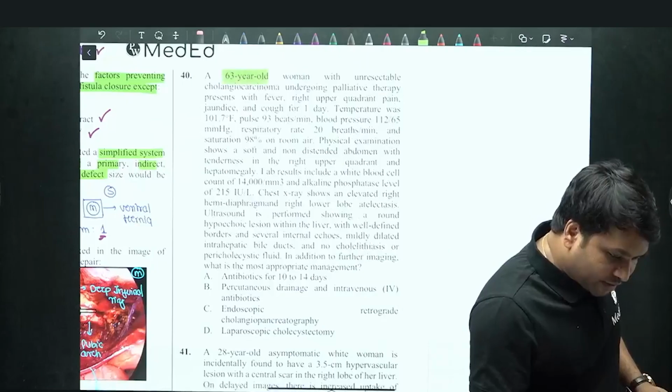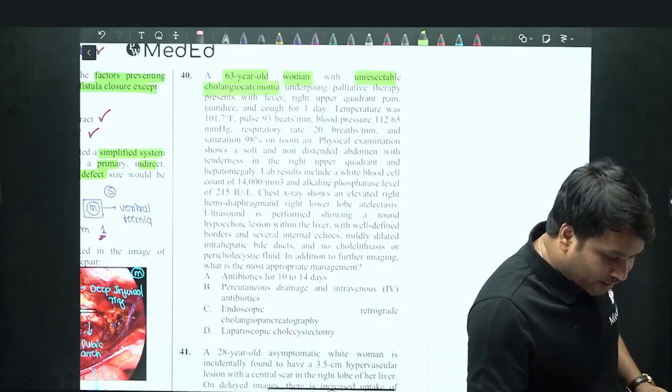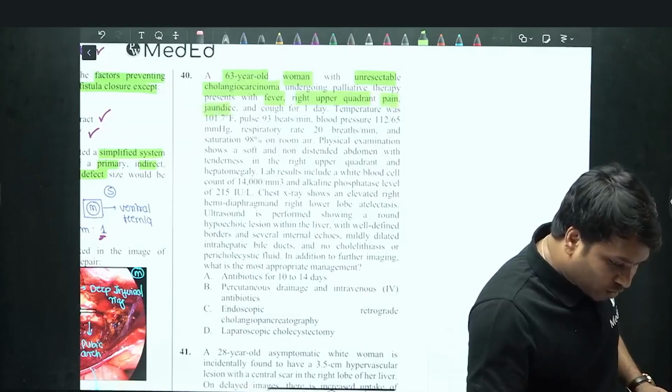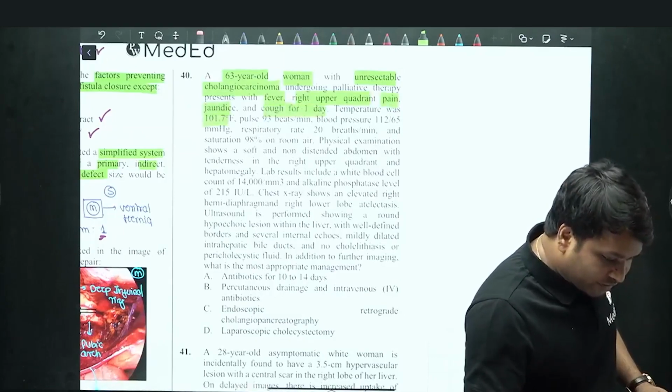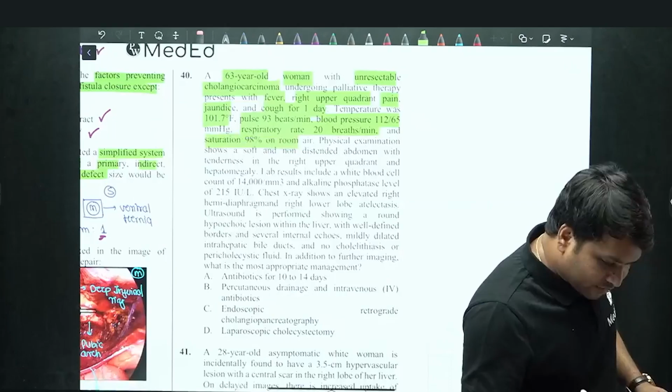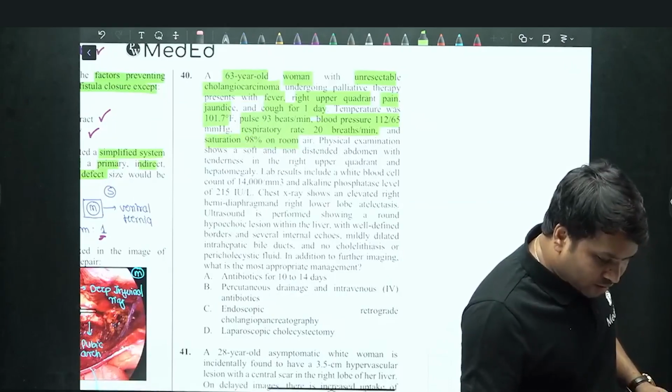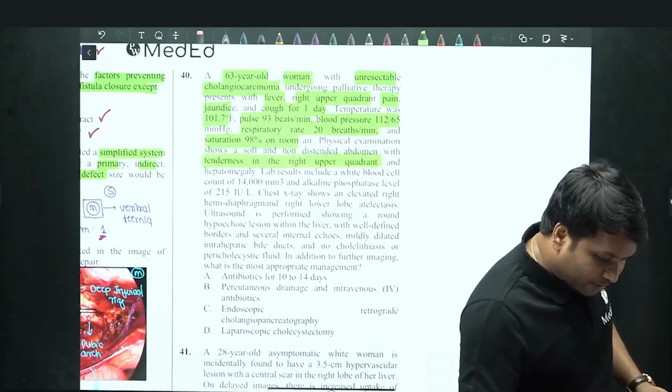We have a 63-year-old woman with unresectable cholangiocarcinoma who has undergone palliative therapy, presenting with fever, right upper quadrant pain, jaundice and cough for 1 day. There's fever, tachycardia is there, blood pressure is fine, respiratory rate is slightly high, saturation is fine. Physical exam shows a soft, non-distended abdomen with tenderness in the right upper quadrant, and hepatomegaly is there.